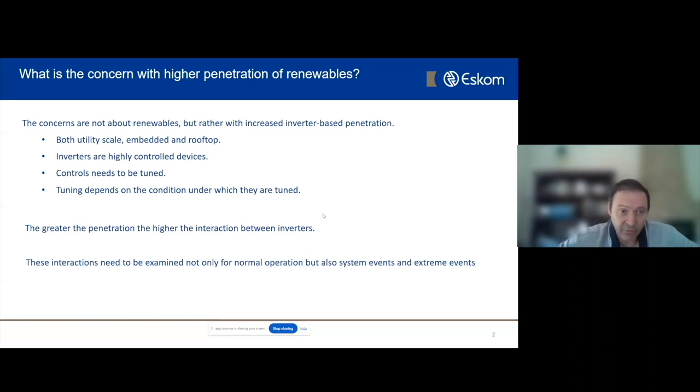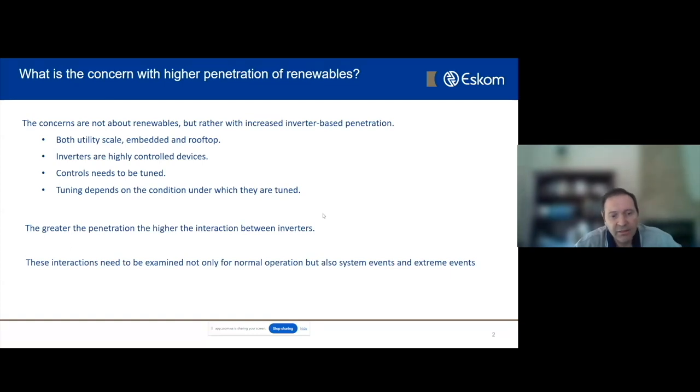But this requires that these controllers need to be tuned, they need to be told what to do. And the tuning of the devices depends on the conditions in which they are tuned. So the greater the penetration, the higher the interaction between these inverters becomes. So the conditions at which we are integrating the inverters now suddenly have changing conditions over the period of which they're installed. And you have multiple generations of inverters on the grid. And this interaction between the grid and the inverters themselves, as the grid changes its conditions, has different consequences on the behavior of the grid. And this is where the concern lies.